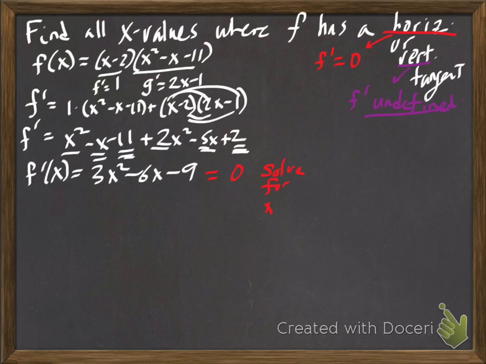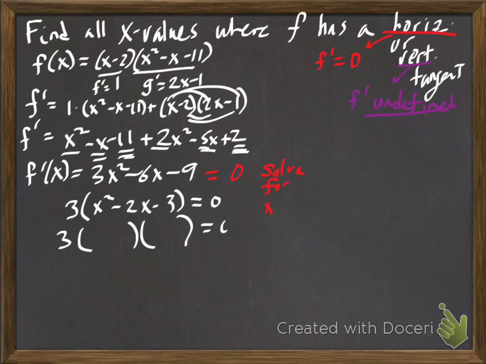Let's see, I can make this a little bit easier on myself by factoring out a 3. So that'd be x squared minus 2x minus 3 equal to 0. So x, and let's see, 3 and 1, negative and positive. So when is this equal to 0? Well, that's when each term is equal to 0, so that would be at x equals negative 1, and that would be at x equals 3.